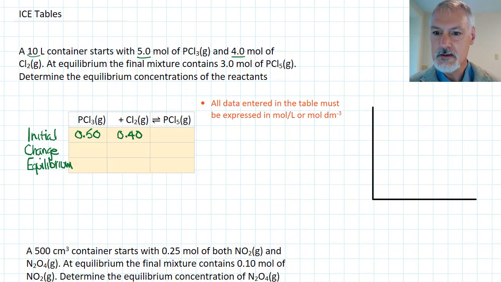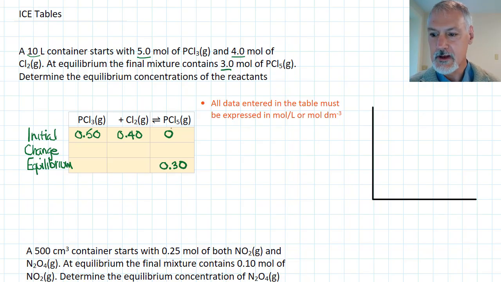And there is no mention that there is any product present, so I'm going to make an assumption here that that is 0. And at equilibrium, though, I'm told that there's 3 moles in the 10-liter container. So 3 divided by 10 gives me this piece of information down here. So that's how I begin to fill out my ICE table. That's the information that's given to me in the problem.